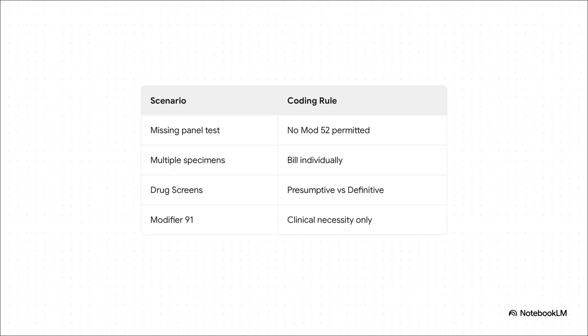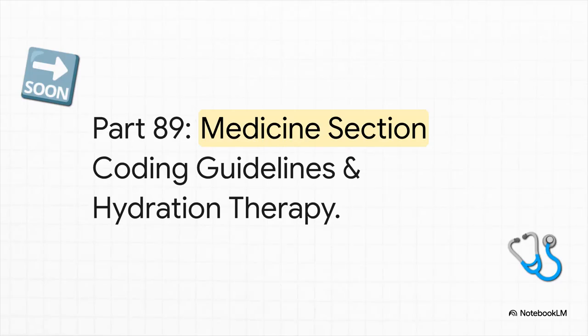So, here is your quick 1-page visual cheat sheet summarizing these 4 high-yield rules. Take a mental snapshot of this to immediately recognize and escape these exam traps. Remember, absolutely no modifier 52 on panels, always bill specimens individually, distinguish your drug screen methodologies, and only use modifier 91 for clinical necessity.